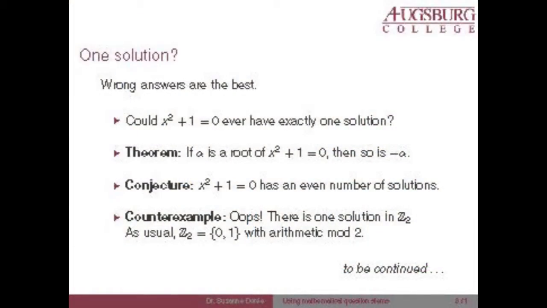And you can see what went wrong there. In the original argument, alpha and minus alpha aren't necessarily distinct. So the people who said 1 were right. They were just in the wrong field. And we will come back to this math in a minute.